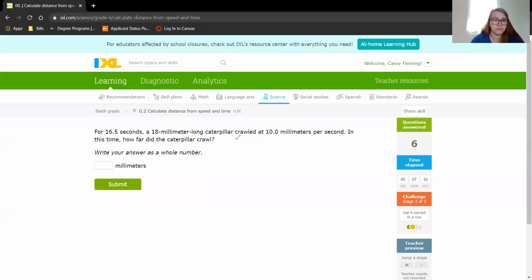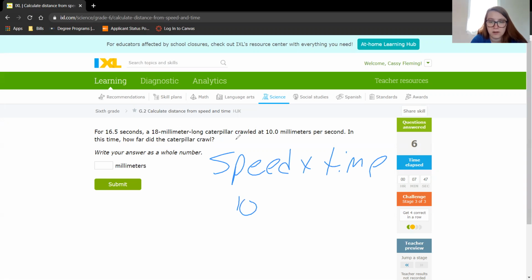So in this problem, for 16.5 seconds, an 18 millimeter long caterpillar crawled 10 millimeters per second. In this time, how far did the caterpillar crawl? So we know our formula is speed times time. Our speed is 10 millimeters per second. Our time was 16.5 seconds. We don't really need the length of the caterpillar. That's not part of our formula information that we need. So it is 10 times 16.5.